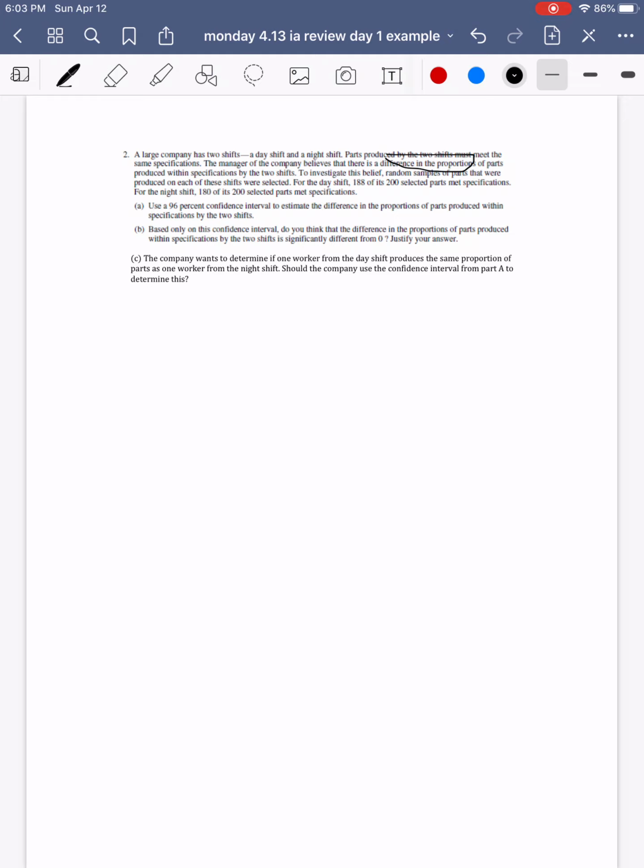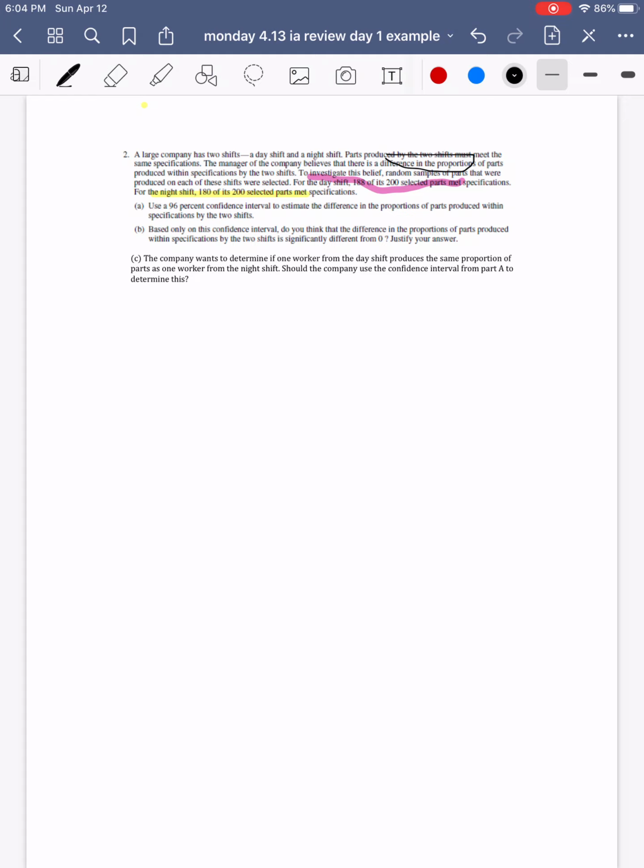To investigate this belief, a random sample of parts that were produced on each shift were selected. For the day shift, 188 of its 200 selected parts met specifications. For the night shift, 180 of the selected parts met specifications. Use a 96% confidence interval to estimate the difference in proportion of parts produced within the specified specifications of the 2 shifts. Okay.